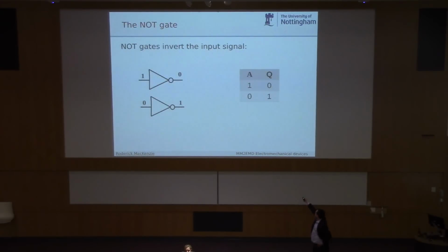So here we've got the truth table, and it's only got one input this time. Here's A. Input 1, output 0. Input 0, output is 1. So it basically flips the signal. If you put 1 in, it'll give you a 0. If you put a 0 in, it'll give you a 1.